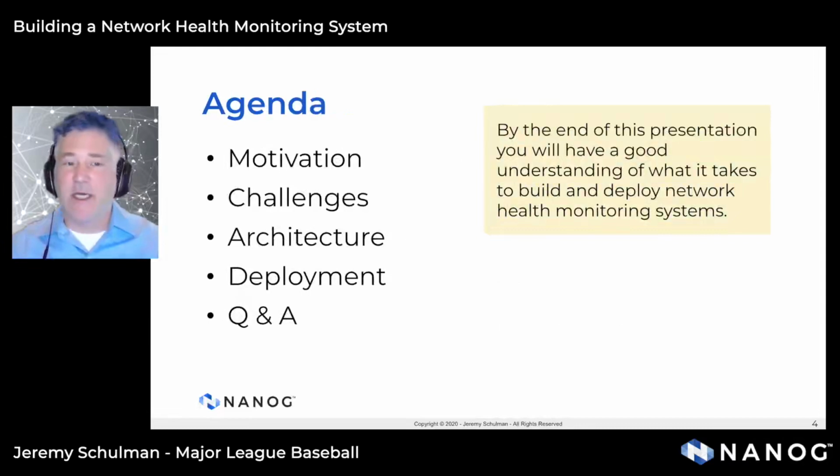So for our agenda, I'm going to talk about what it took in order to build this type of system. The things that motivated it, the challenges that I faced, the building blocks and the architecture, and then how we put it into production.